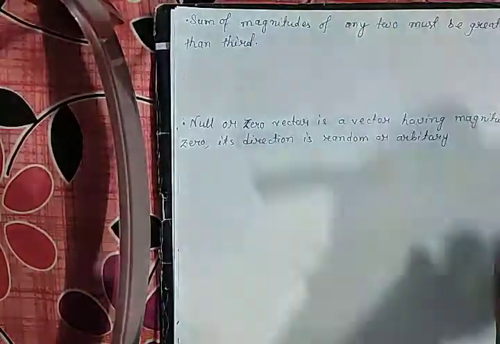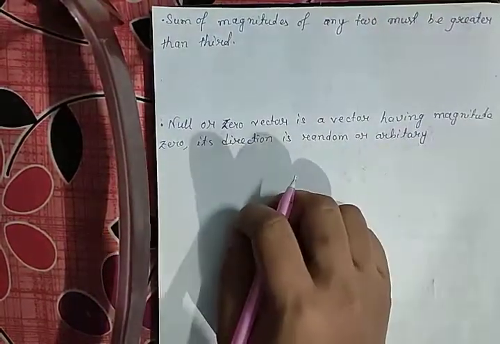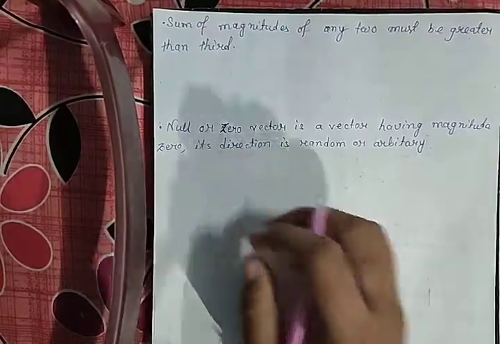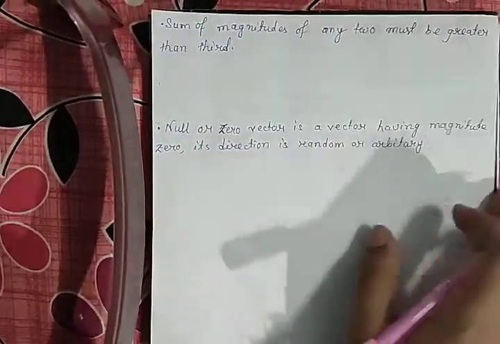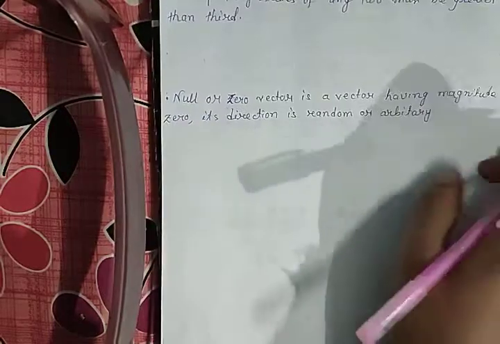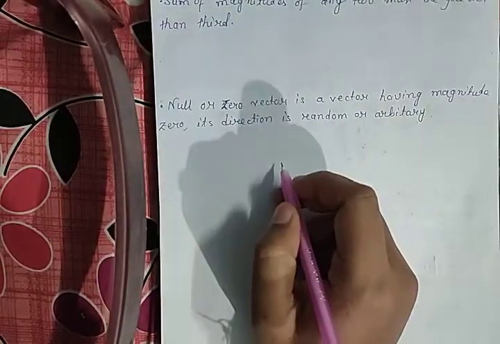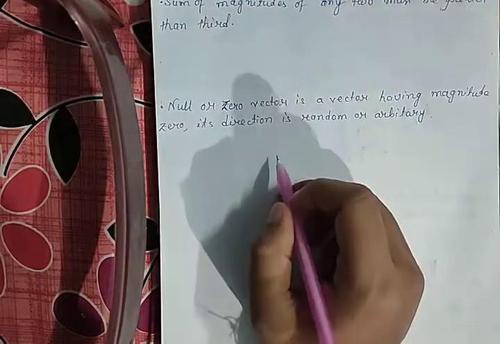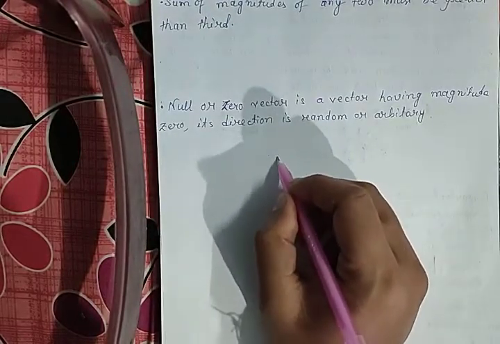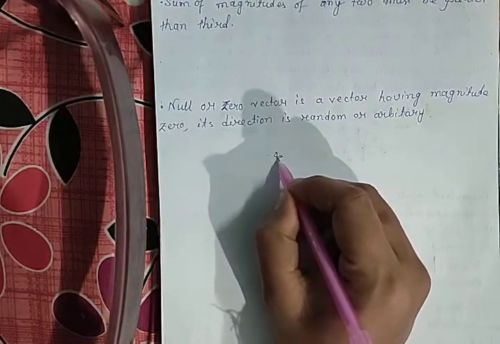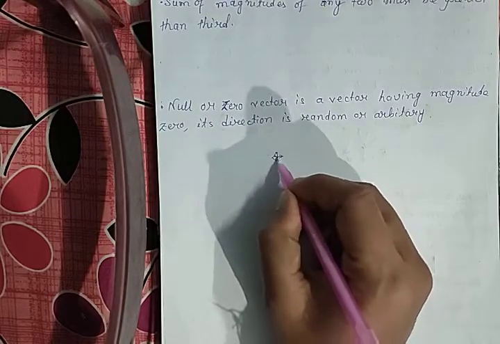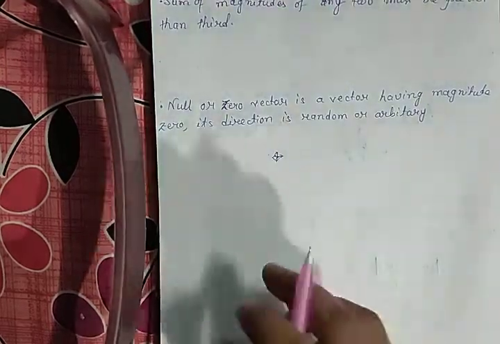And the last point of today's topic is the null or zero vector. What is the null or zero vector? A null or zero vector is a vector whose magnitude is 0, but it has some random or arbitrary direction.